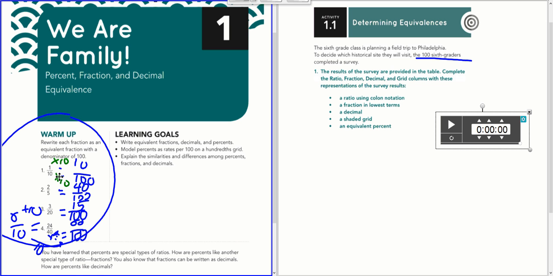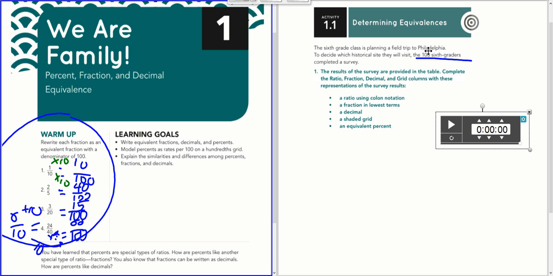So we need to multiply by 10 on the bottom and the top, so we get 10 100ths. We need to multiply by 20, and we get 40 100ths. We need to multiply by 5, so we get 15 100ths. And here, a little bit tricky, we could simplify 24 40ths to 8 over 10, and then advance to something over 100. Multiplied by 10, we'd have 80 over 100.